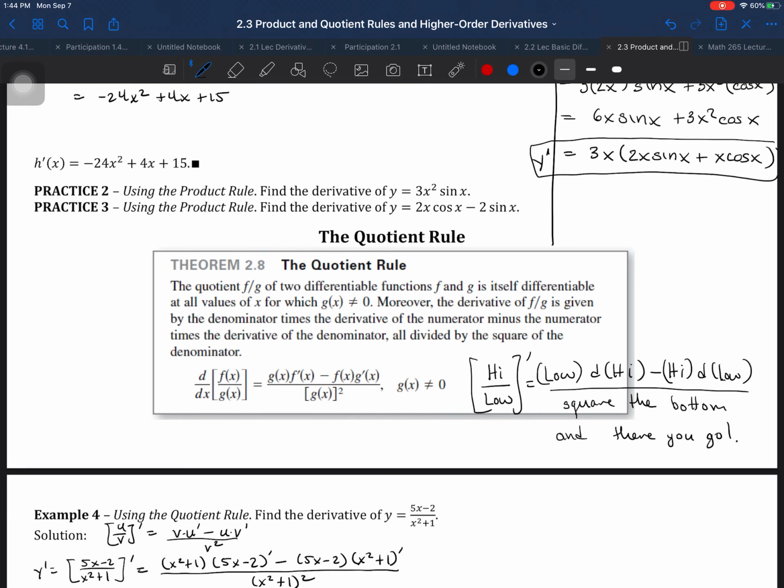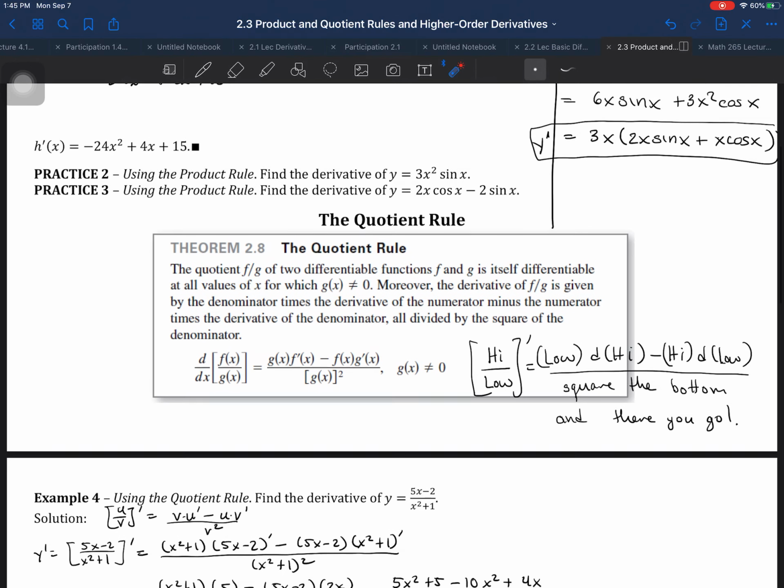Now let me describe what's happening here. You have two functions, the numerator and the denominator. The derivative of this quotient is given by this formula. That means you take the bottom function and multiply it by the derivative of the top function, followed by a minus the top function times the derivative of the bottom function, and then divide the entire subtraction by the bottom function squared, where g of x is not equal to 0.